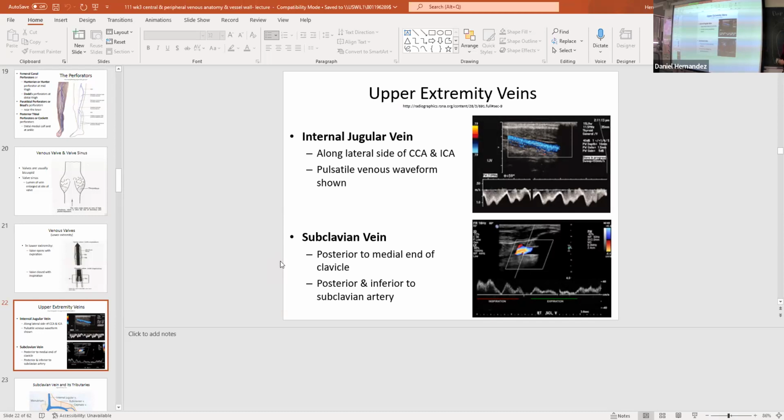Subclavian vein courses along the anterior chest, so it's posterior to the medial end of the clavicle. It's posterior and inferior to that artery, so it's below the level of that artery as well. So that's our IJ, this is our subclavian, and this guy is the innominate. The subclavian vein is still fairly close in proximity to that heart.